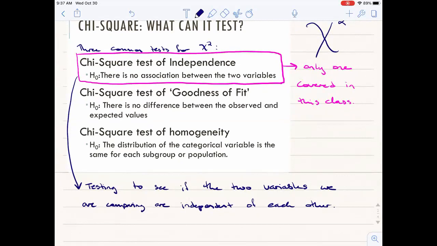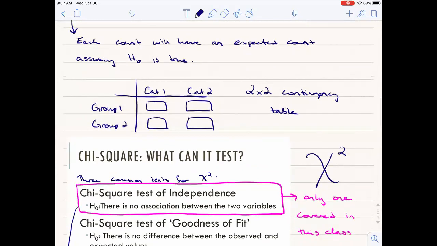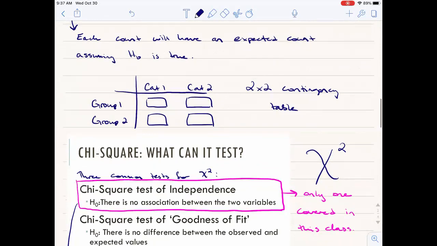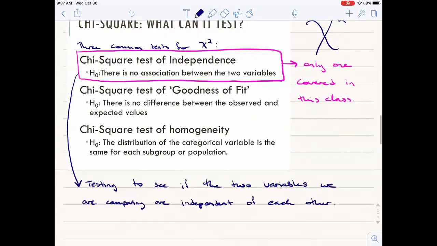And then there's the homogeneity, meaning are all the cells all the same? Thinking back to our 2 by 2 table, the homogeneity is just saying, are all these the same? So it doesn't matter what group you're in, they're all homogeneous. We're not going to do that one. Like I said, we're only doing the test of independence in this course. But they all work the same way, and so once you've seen this one, you can find all the others. Any questions?